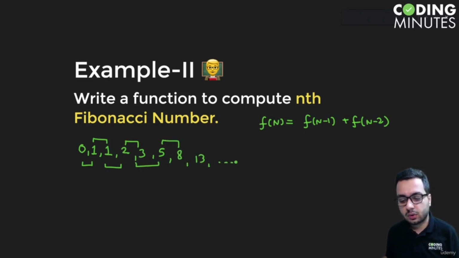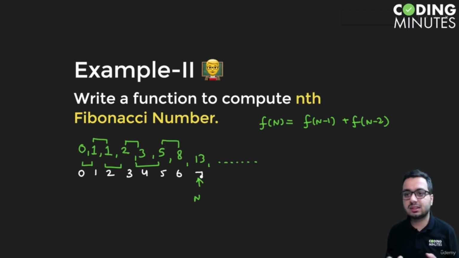So we are given a particular value of n, and we want to tell what is the nth term of this series. For example, with indices 0, 1, 2, 3, 4, 5, 6, 7, the 7th term of this series is going to be 13. The 11th term is going to be some xyz. The 5th term is nothing but 5. So we need to figure it out.